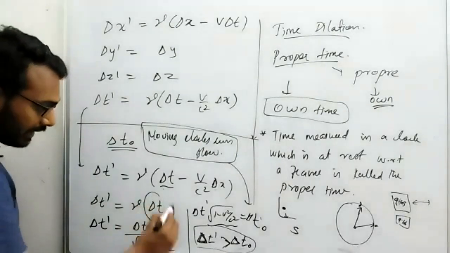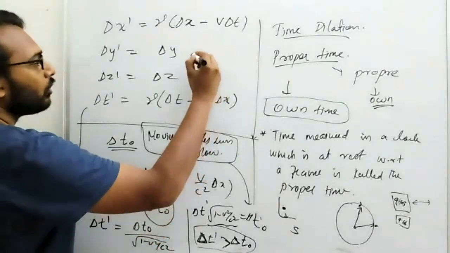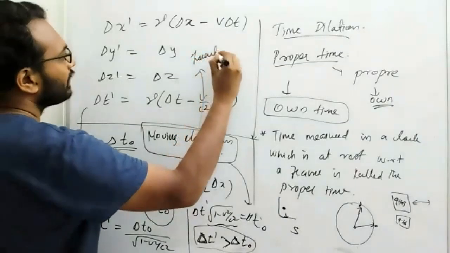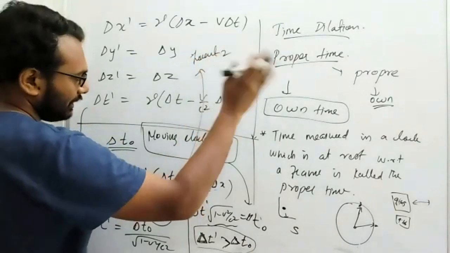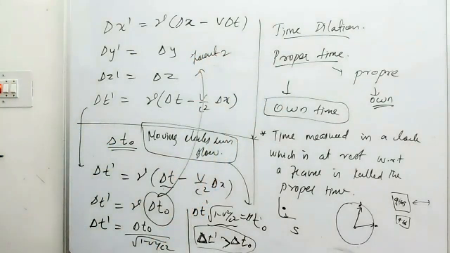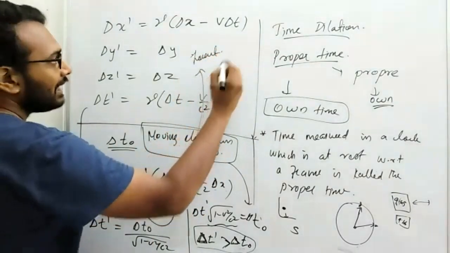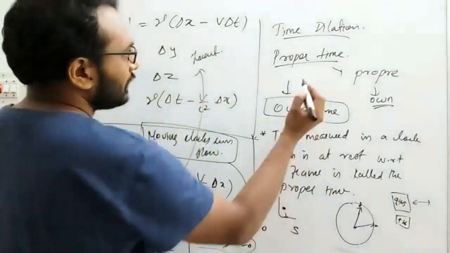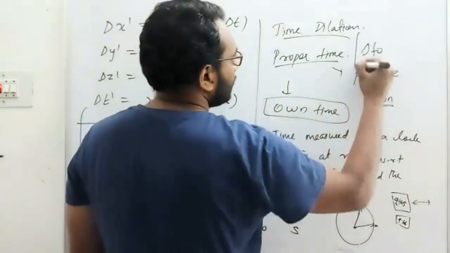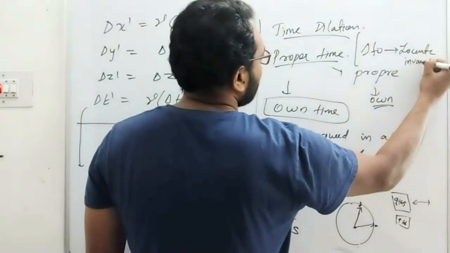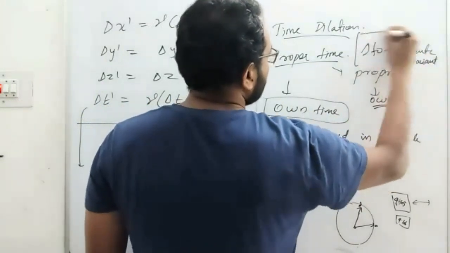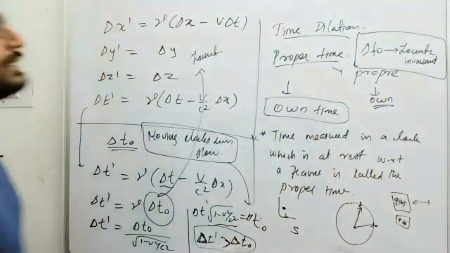This quantity is very important because later you will see that proper time is a Lorentz invariant quantity. It's a very important concept. It may be asked as an option, choose the correct option. This delta t0, we'll show later on that this quantity is Lorentz invariant. Okay, delta t0 is Lorentz invariant.